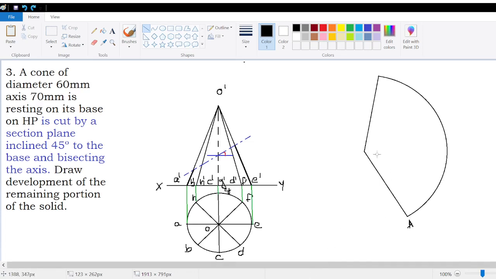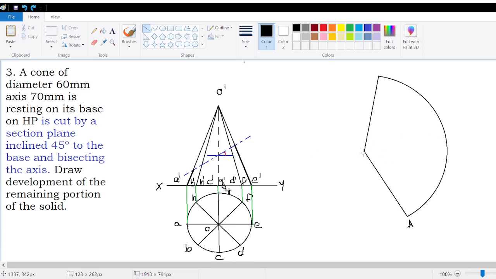Now you draw an arc with O as center and OA as radius, and you have to find this angle theta, which is 360 into this radius OE divided by this length O dash E dash, that is 360 into OE by O dash E dash. That will give you the angle. So the actual procedure is to find this sector: find the angle theta, and then divide that theta into 8 equal divisions. If you have taken 8 divisions of the circle, then here also you have to take 8 divisions.